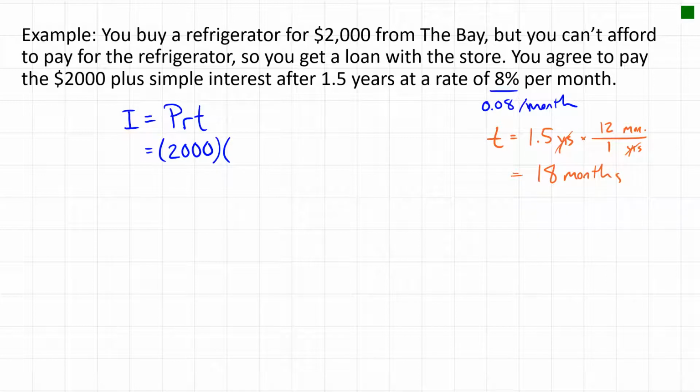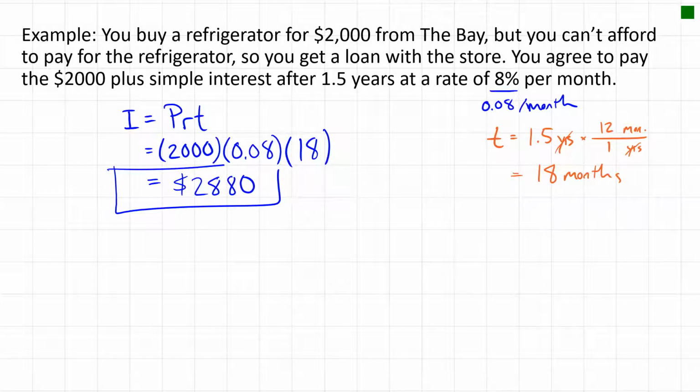And now our rate, which is in per month, 0.08, and our time, which would be 18 months, would match up. And so we could calculate the interest that would be owed. And so we multiply those three values together, and I get that the interest owed would be $2,880. So the interest alone would be more than the value of the fridge.